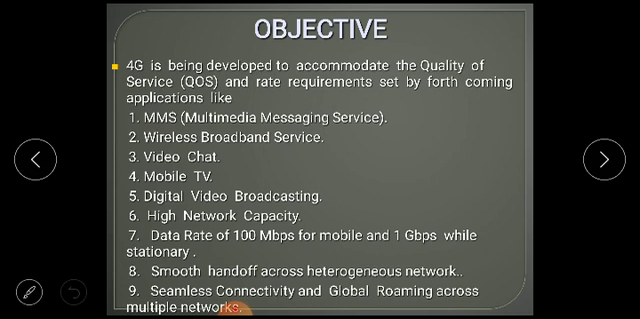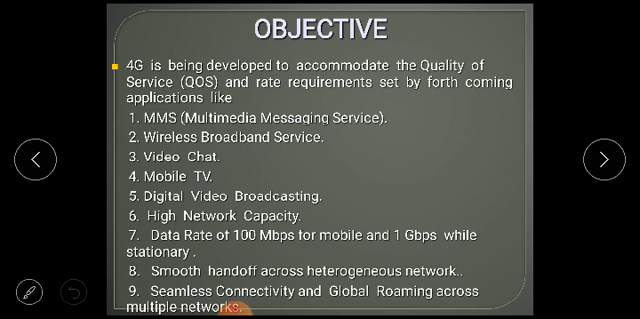So next, objectives of the 4G technology, right? The 4G technology is developed to satisfy the quality of services in the wireless networks, and also to satisfy the data rate requirements for applications like MMS, multimedia messaging services, wireless broadband services, video chat, mobile TV, digital video broadcasting, and high network capacity.